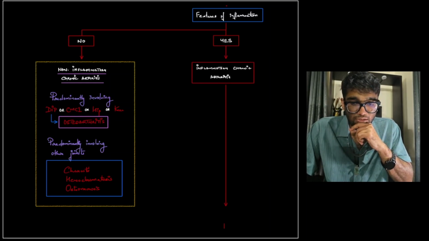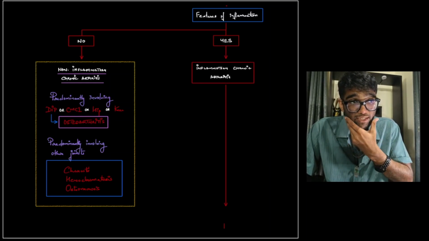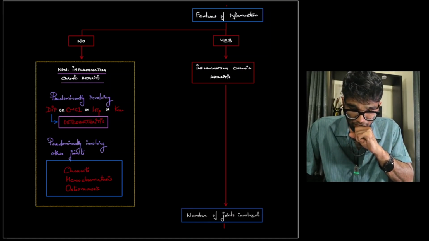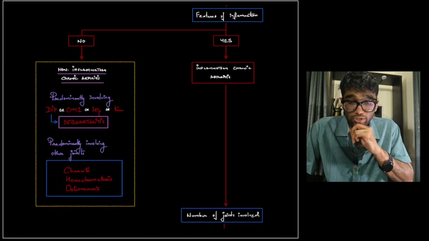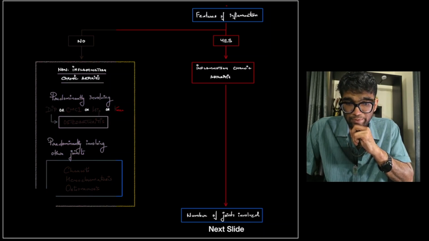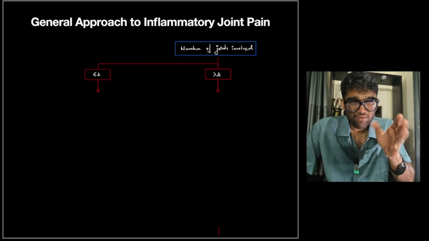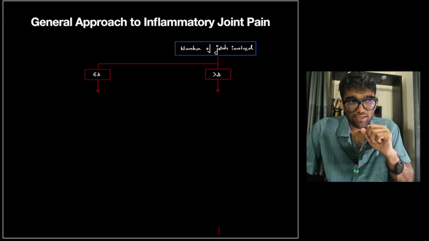Now, once you think there are features of inflammation, that is, you're thinking of a chronic plus inflammatory arthritis, we go in and check the number of joints and the symmetry of involvement. The cutoff given in Harrison for the number of joints is actually 3: 1 to 3 joints and more than 3 joints.